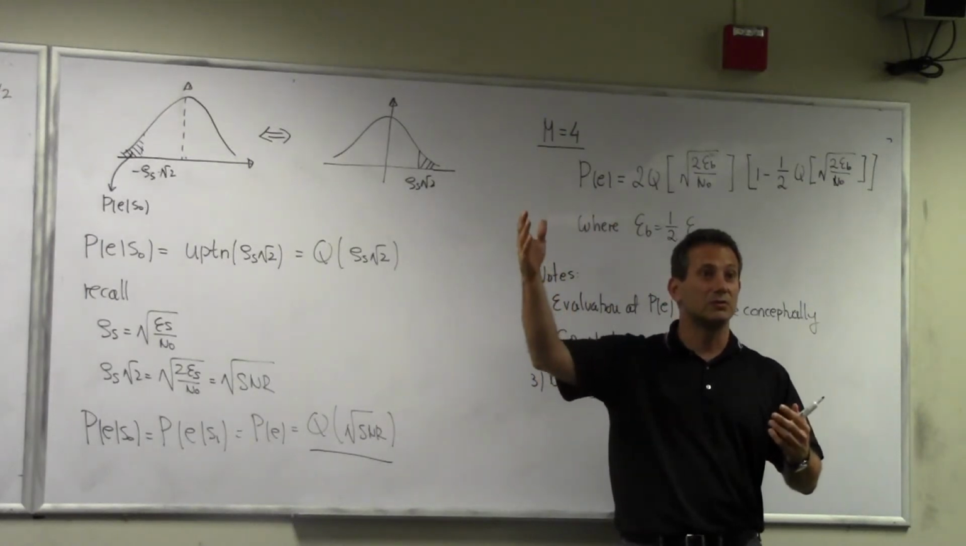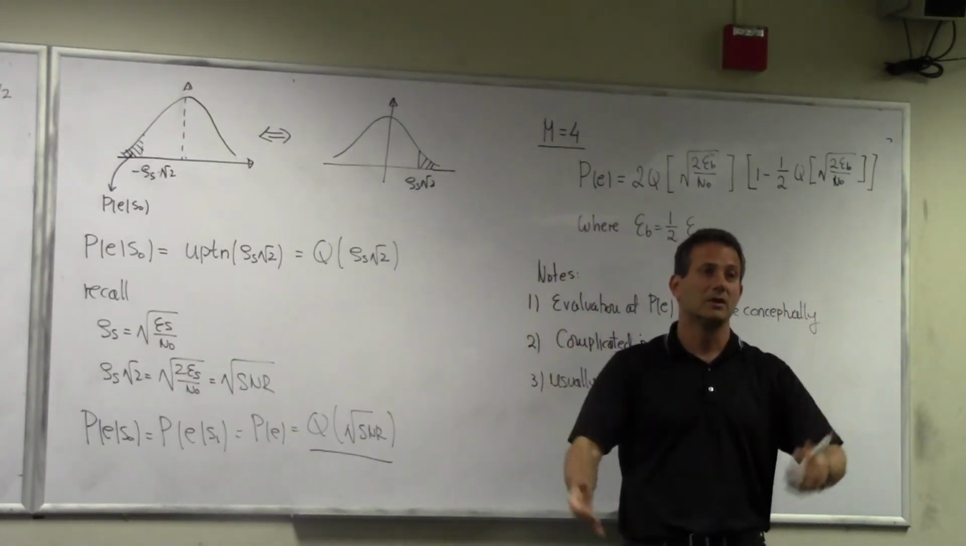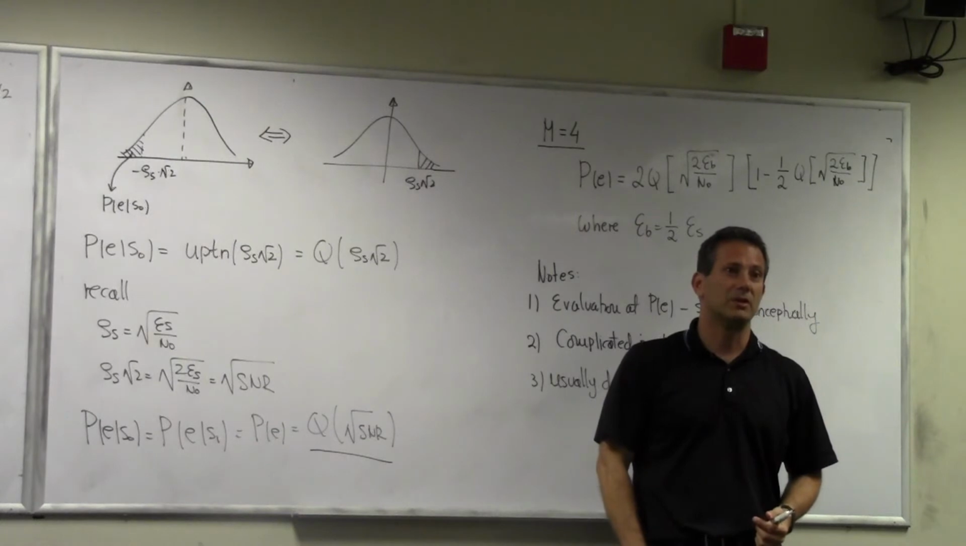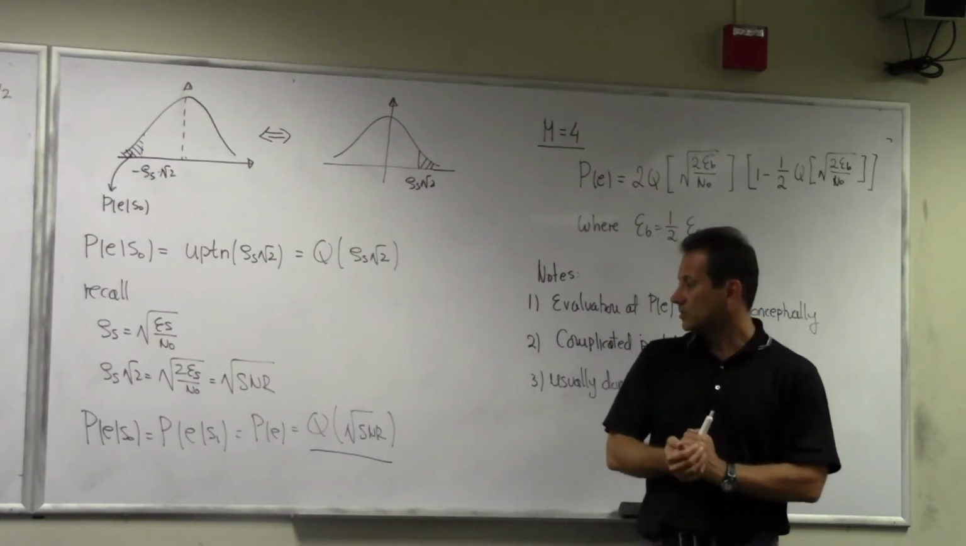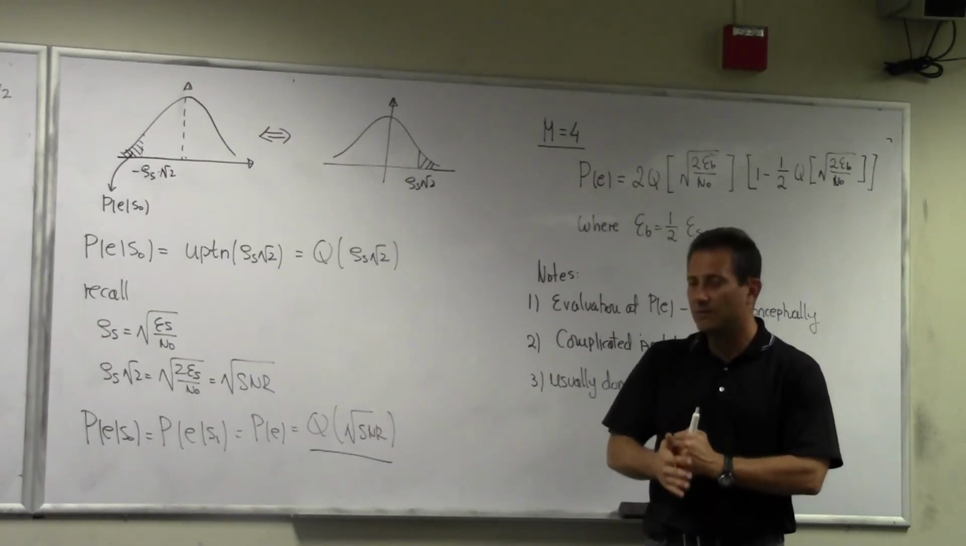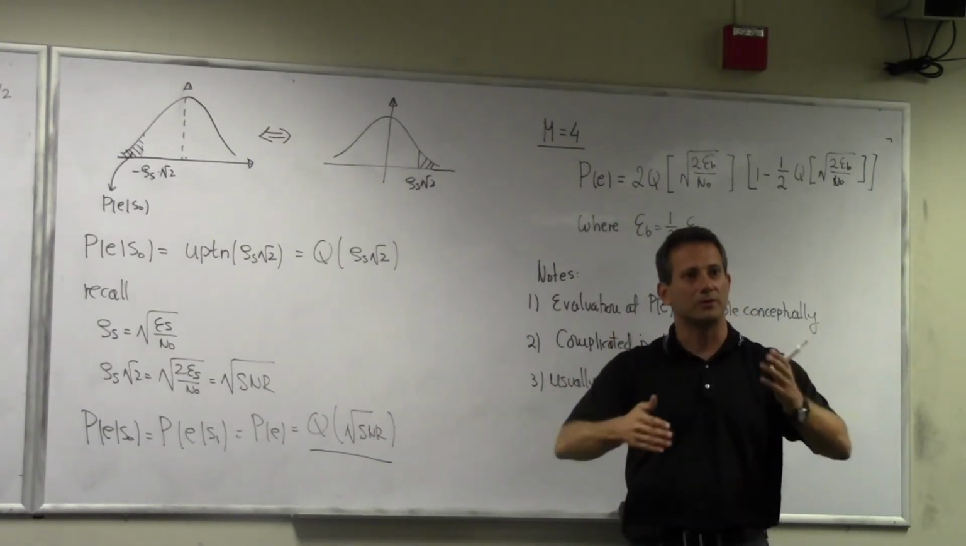Exponential in the signal to noise ratio. So that's how the majority of these probabilities of error behave. And a lot of times, that's why we like to look at them in log plots.